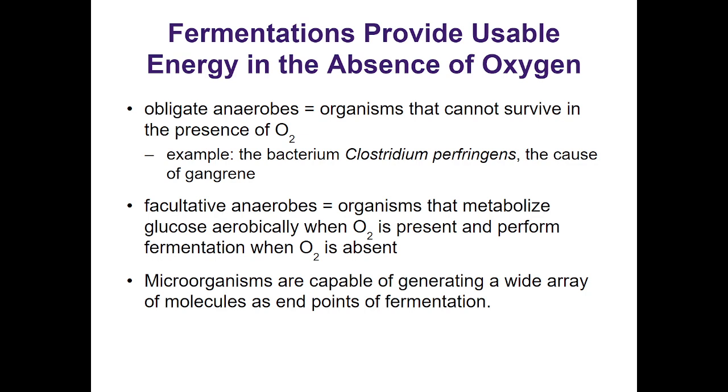The obligate anaerobes are going to be organisms that cannot survive in the presence of O2. Some of the examples are going to be the bacterium Clostridium perfringens. This is actually what causes gangrene, and this is why gangrene is typically not something that would develop in an open wound. Typically that's going to happen in closed off wounds that oxygen can't get to easily, right?